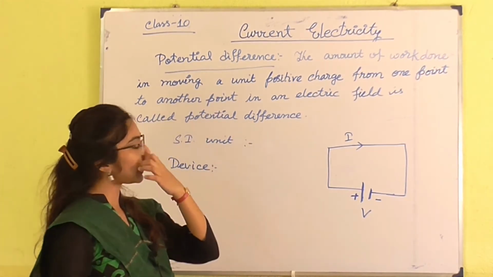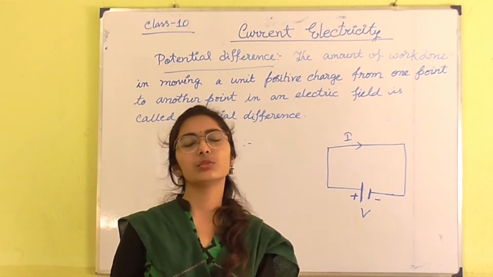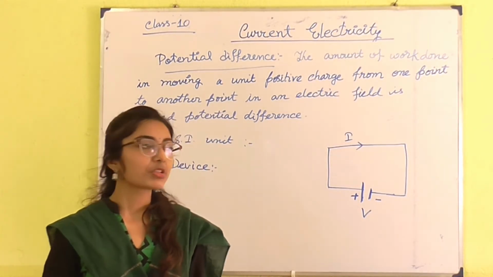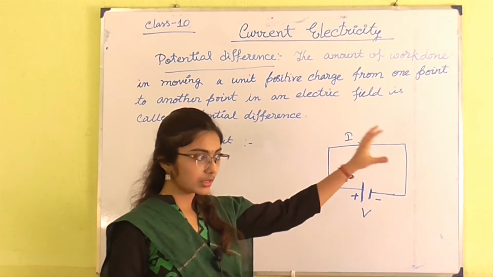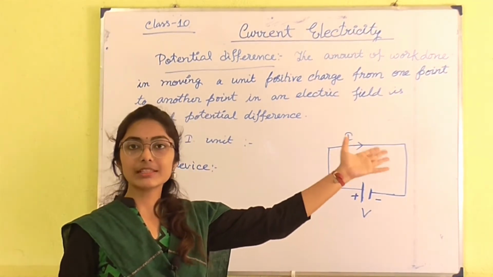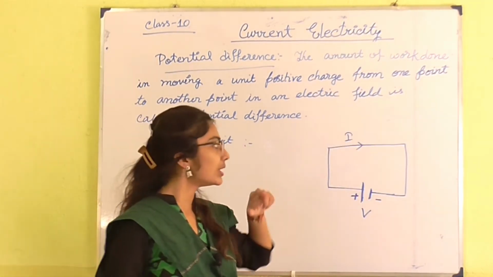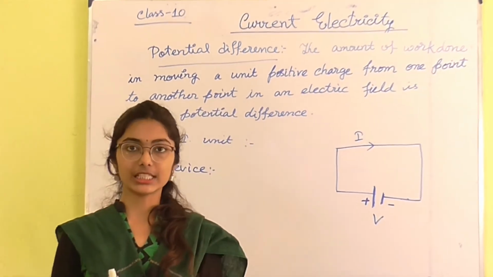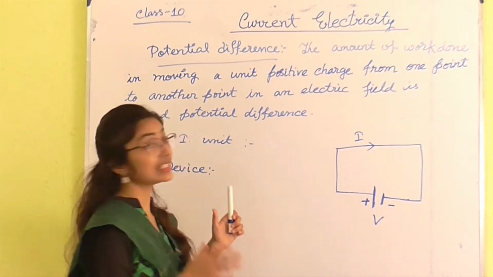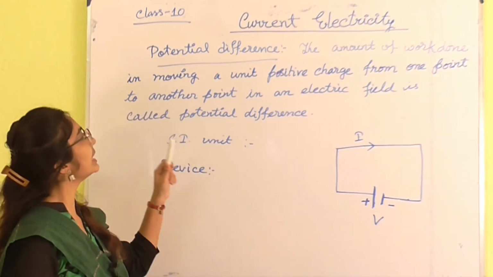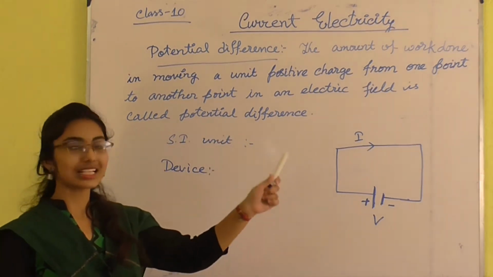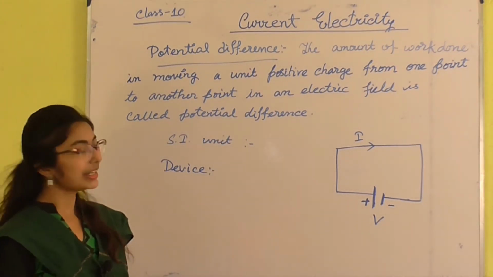According to electric potential, we have learned that the amount of energy needed to take one positive charge from infinity to a point given in an electric field is known as electric potential. So electric potential difference is the amount of work done needed in moving a unit positive charge from one point to another point in an electric field.